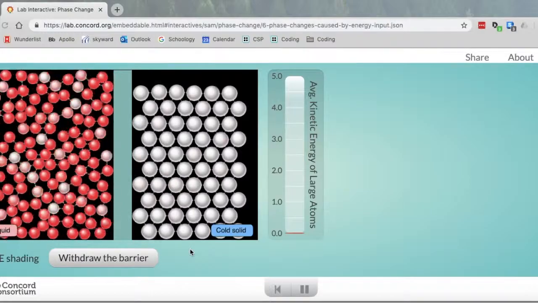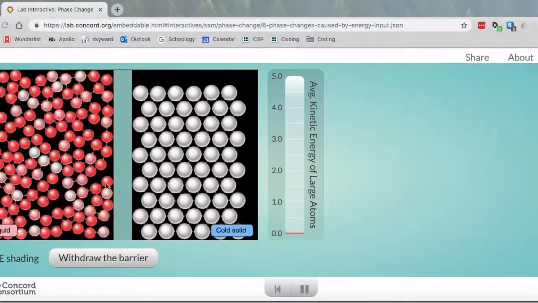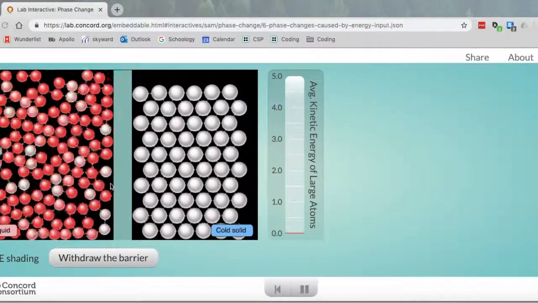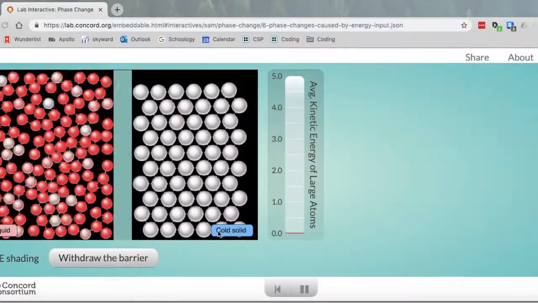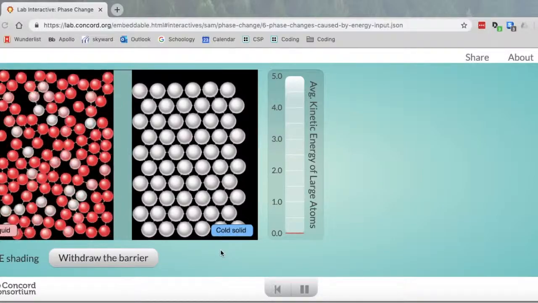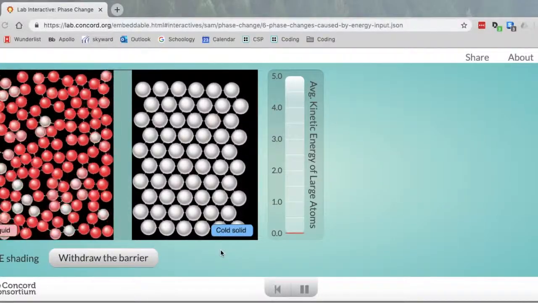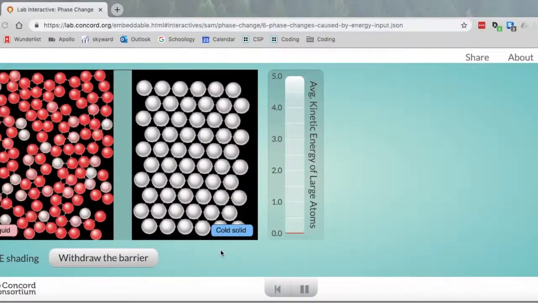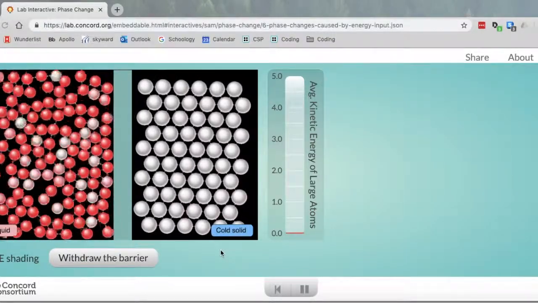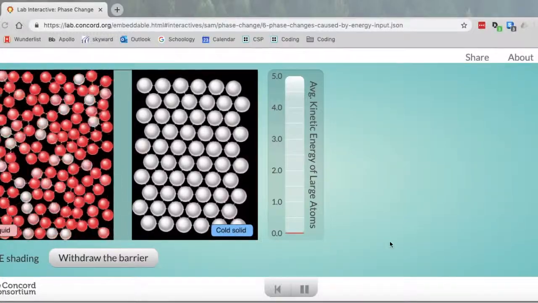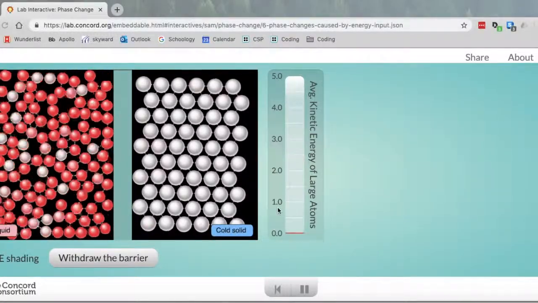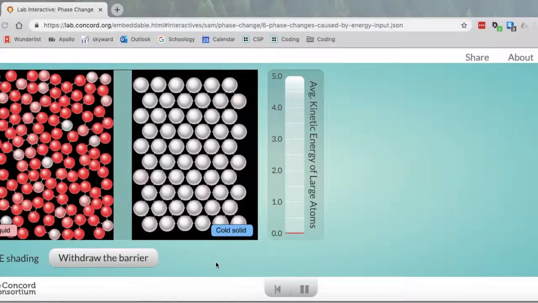And what we're going to do in this video is I'm going to mix these two. I'm going to pour a hot liquid onto a cold solid. This is kind of like pouring hot water onto ice. And you know when that happens that that's going to cause the ice to melt. But what exactly is going to happen to the particles? Like how does that actually happen? We're also going to talk in this video about what temperature means, what it means to transfer heat.